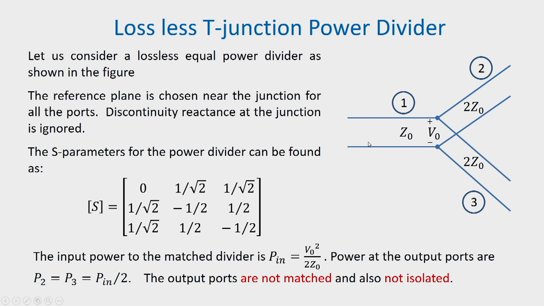So, for this lossless power divider, we find that the input port is matched and it is an equal power divider. So, we have the same power going into 2 and 3, and the output ports are not matched and they are also not isolated. We can also have unequal power division from this configuration; only the port impedances are to be chosen appropriately to make the power division unequal.